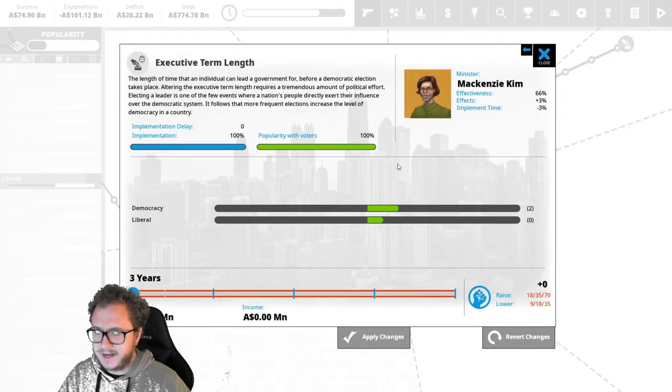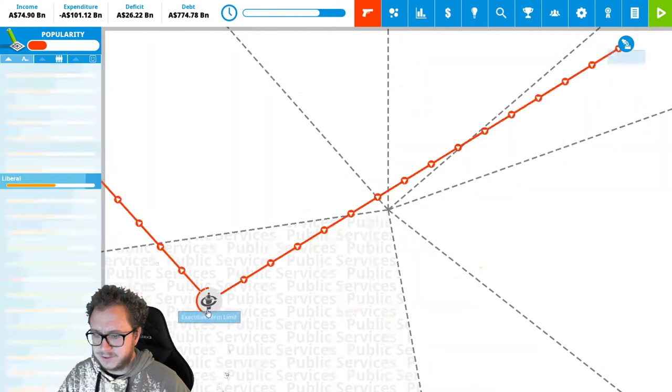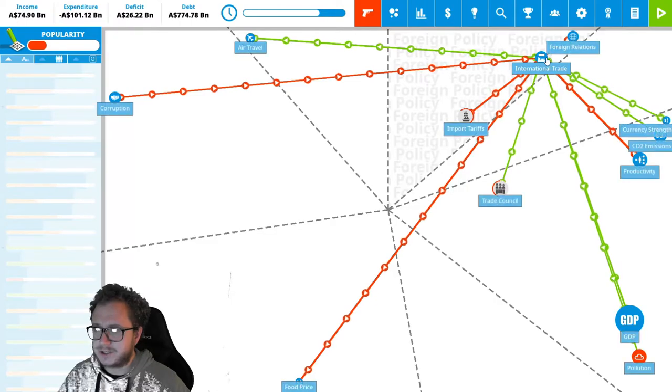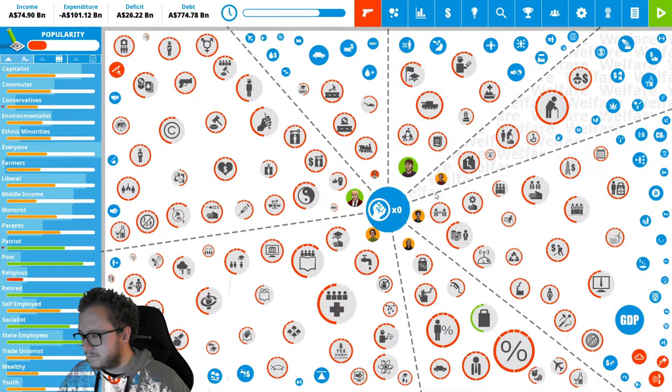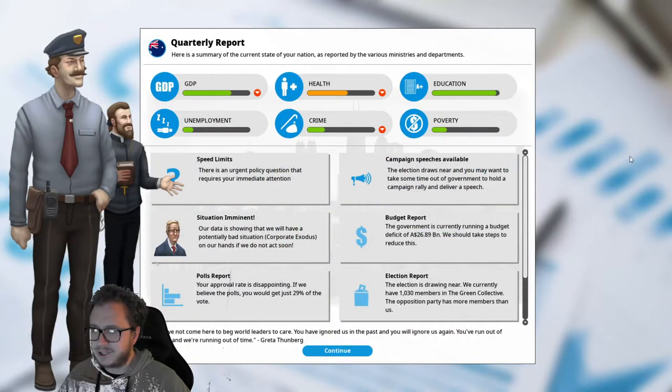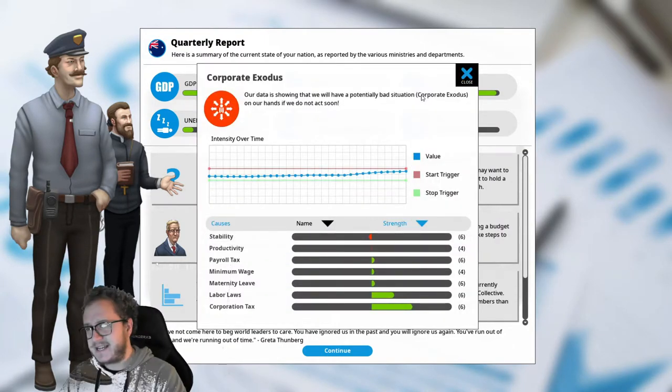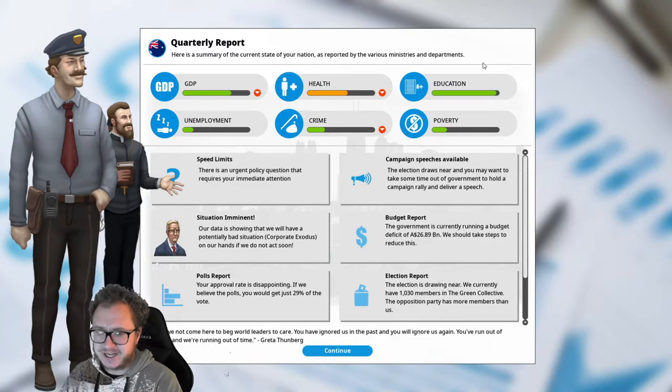So what's the executive? Yeah, so the term length is 3 years. There is no executive term limit though, which is not ideal, but not necessarily a bad situation with elections every 3 years. A corporate exodus. Now you see, that doesn't make any sense whatsoever with such a strong GDP and such strong education.